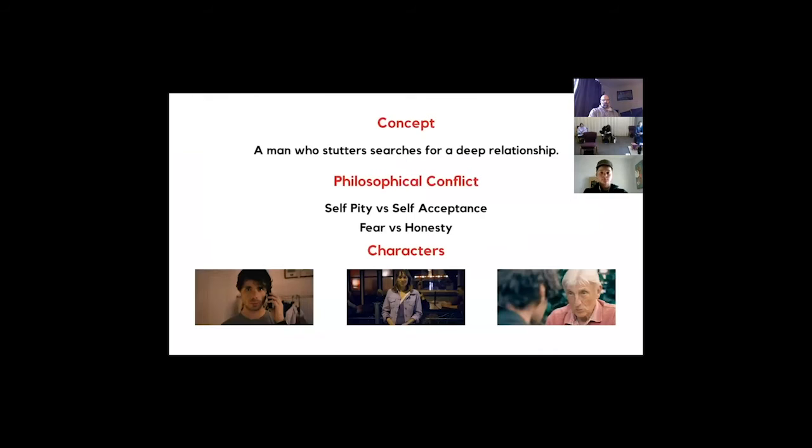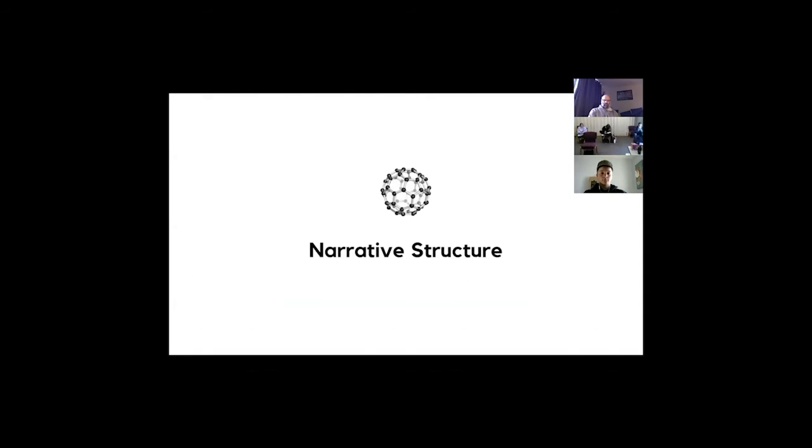So now we have our concept, our philosophical conflict, and our characters. Now we need to think about how we can structure a story in a way that is dramatic, interesting, and pressures our main character in the best way possible. Let's look at narrative structure.